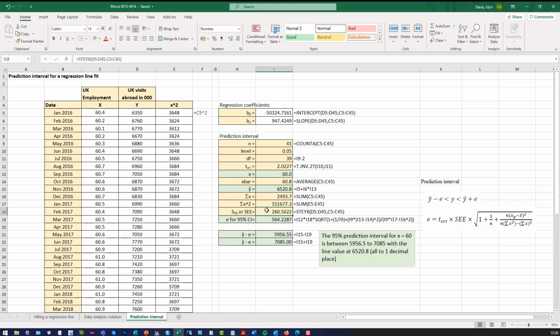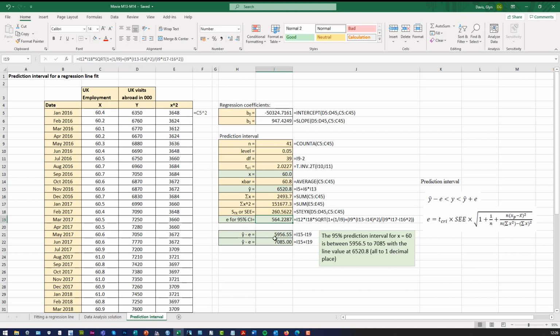Then I can calculate the standard error of the estimate using the Excel function STEYX, where the y values go from D5 to D45 and the x values go from C5 to C45. So the standard error of the estimate is 260.5622 to 4 decimal places, which is that number there. And then we can calculate what E is. So we use this equation, put all the numbers in, to calculate that the error, the 95% confidence interval error, is 564.2287 to 4 decimal places.